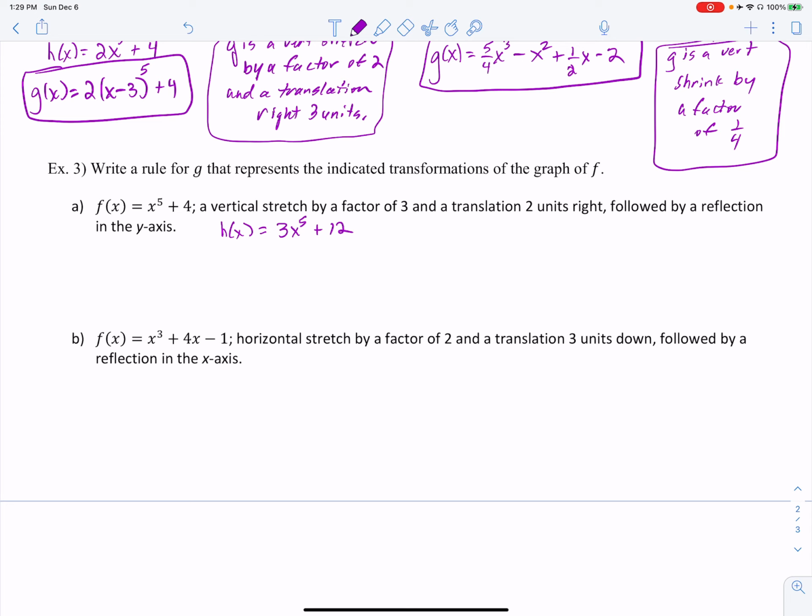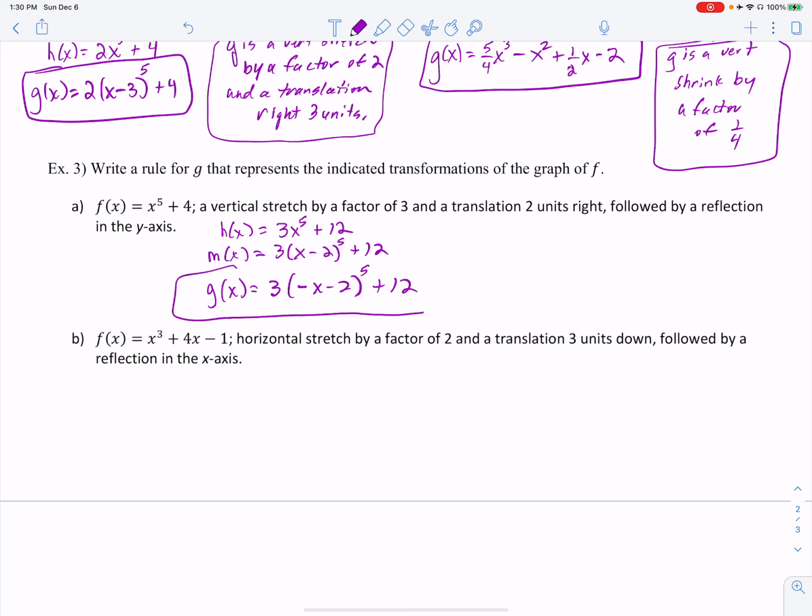Then if we apply a translation 2 units to the right, then I'm just going to call it m of x. We need to replace x with x minus 2 to the 5th. And that will move it to the right 2 units. And then a reflection in the y-axis, you replace x with a negative x inside. And that's going to be my final one. So this is g of x, and I'm going to have 3 times negative x minus 2 to the 5th plus 12. And I would just leave it like that.